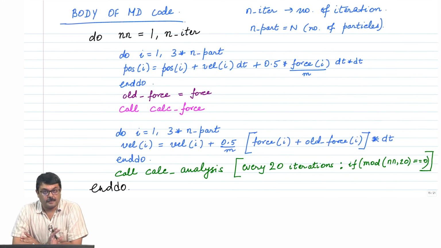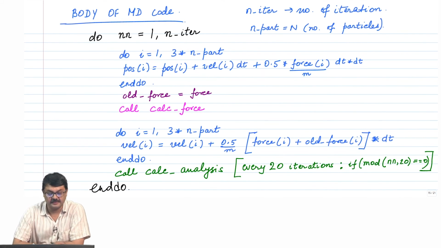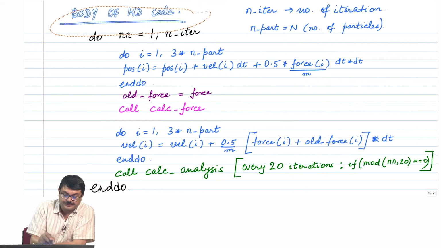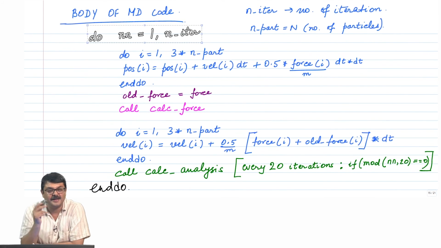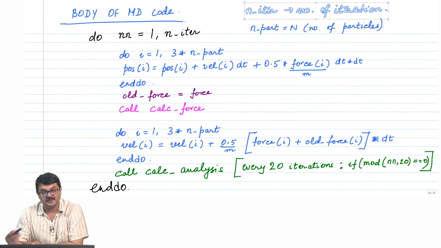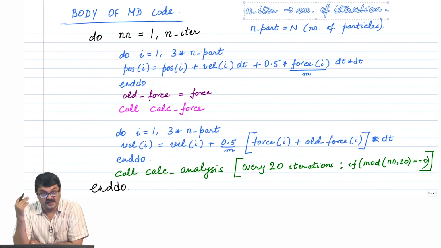Okay. So, with that, what would be the main body of the MD code? We have of course discussed update position, update force, update velocity, and this goes on and on endlessly. Now, the body of the MD code will look something like this, where you have do nn, where nn is a dummy integer variable whose value changes from 1 to n iter. What is n iter? N iter is the number of iterations, right. So, as nn keeps on changing, you are basically progressing in time till the end of the run.